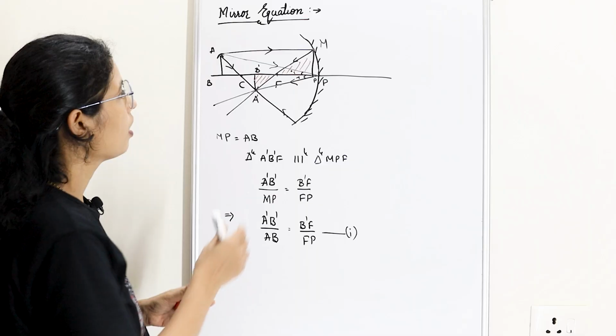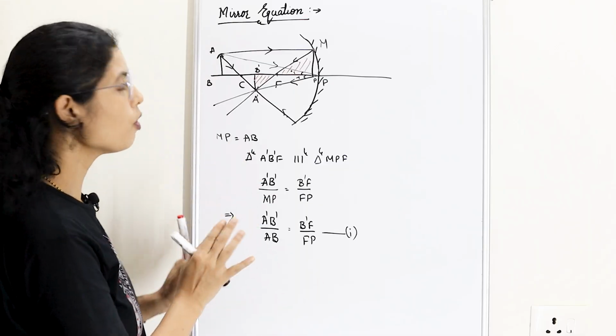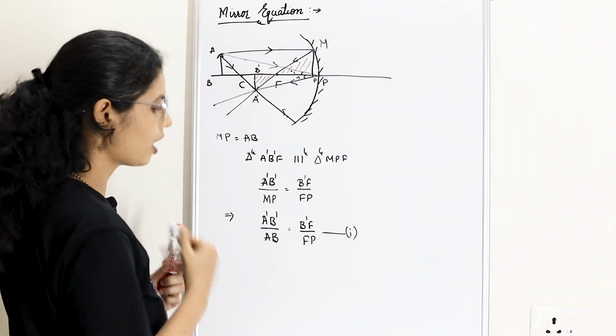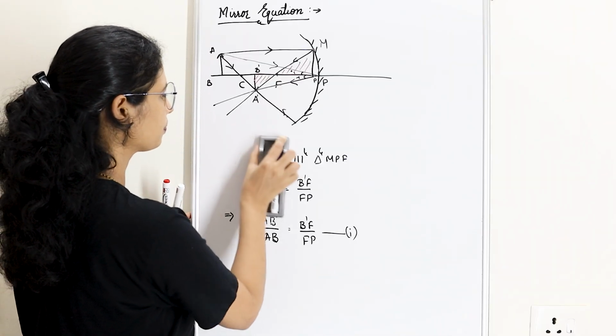Then, is there any other similar triangle? Yes, there is one more pair of similar triangles here. Which are they? You can write it down. I'll rub this off now.